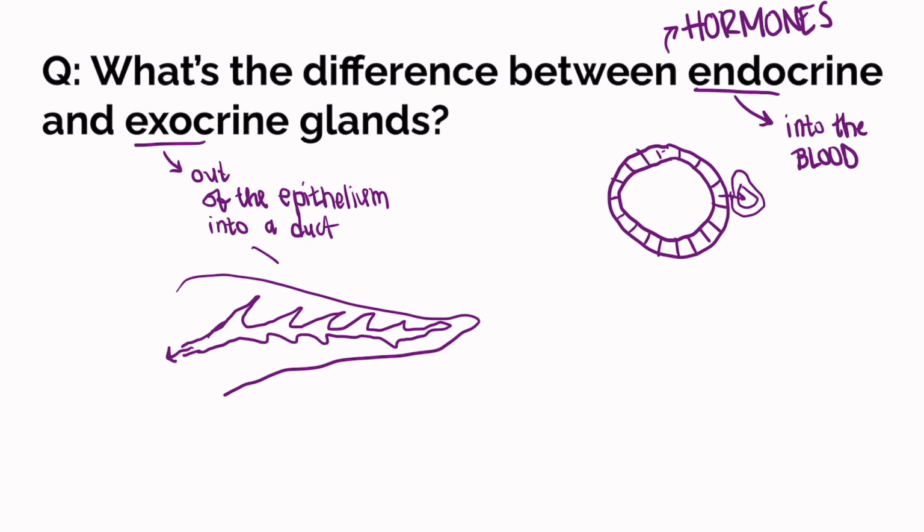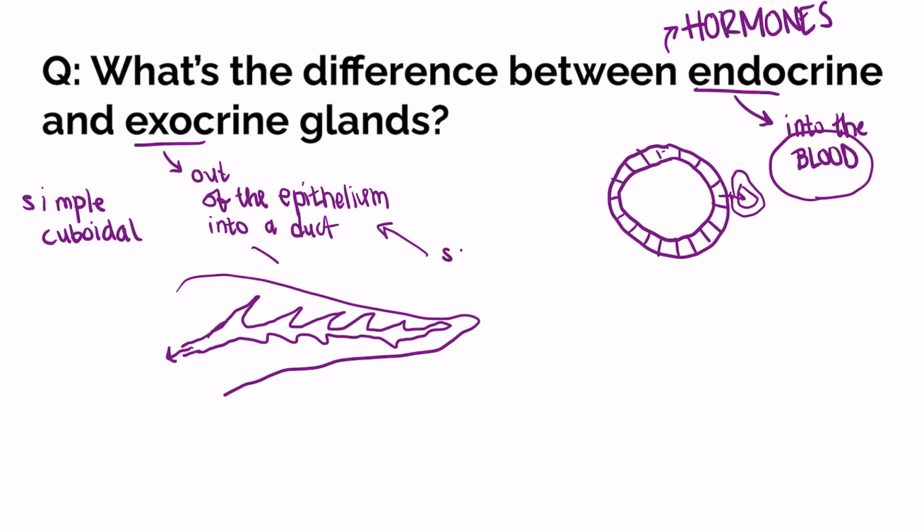So exocrine is also often simple cuboidal epithelium, and it goes out into a duct. Which one of these would be further reaching effect? The answer would be endocrine, because it goes into the blood. Which one would be more of a local effect? The answer would be exocrine, because it just goes out a duct and onto the surface of the epithelium.